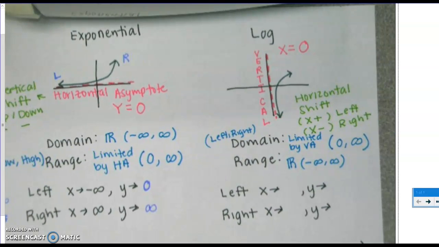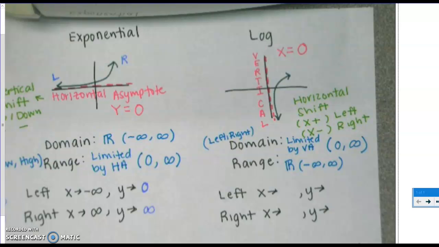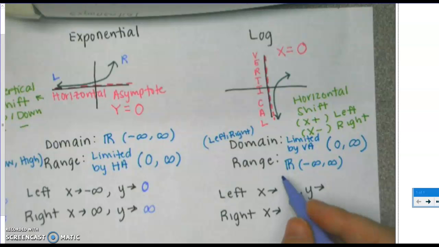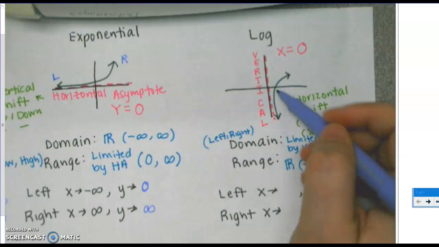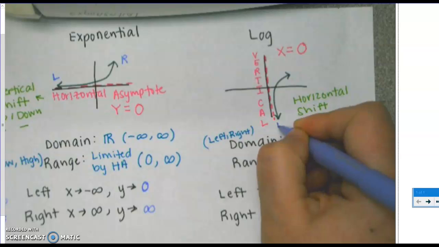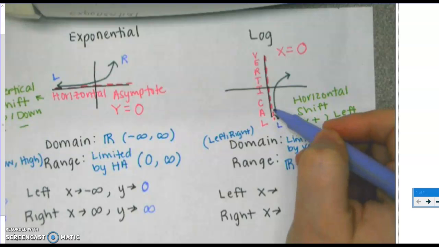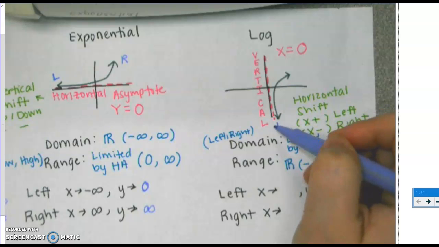All right, now logs. Logs do not have both arrows. It's only going to have one. The other arrow is going to be the number that your vertical asymptote is at. So if you can see, look at what my left arrow is doing. My left arrow is not actually continuing to the left. It's not pointing to the left at all. It's actually being blocked by this vertical asymptote.